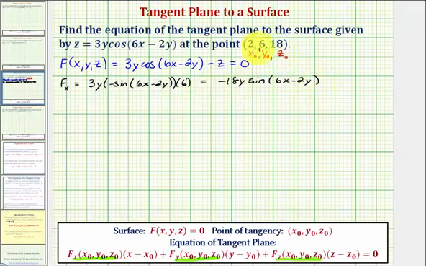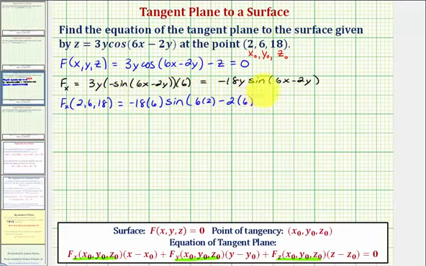Now we want to evaluate this at the point of tangency. So the partial with respect to x at (2, 6, 18) would be equal to negative 18 times y, which is 6, times the sine of 6 times x, that's 6 times 2, minus 2 times y, but y is 6. So this worked out nicely. We have negative 18 times 6 times sine 0, but sine 0 is equal to 0, so this product is 0.